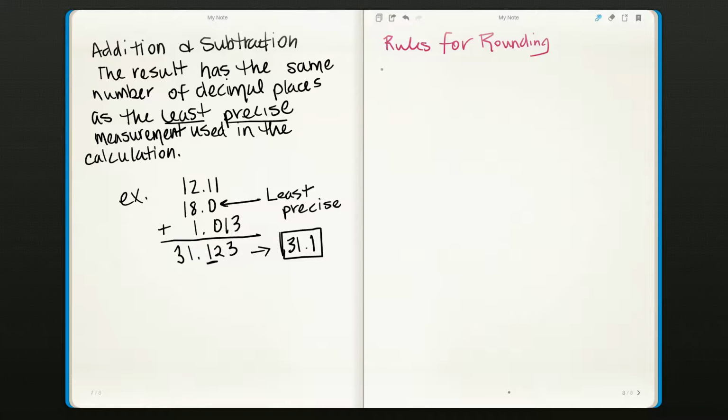Okay, so 1, if you're doing a series of calculations, keep your digits until the end. Do not round in the middle of a calculation because you're going to get rounding errors. Keep your extra digits until you're done, until the end.